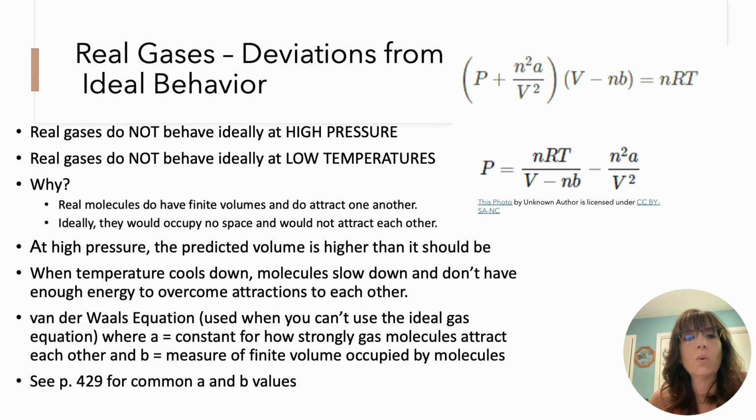Last slide. Real gases often do not behave ideally, and we will look at this in depth and analyze some data. But let's talk about why. Real gases do not behave ideally at high pressure. Think about high pressure. Isn't that pushing all the molecules close together? And if they're really close together, they're going to experience attractive and repulsive forces. Ideally, gases don't experience those forces. So they behave ideally under low pressure, where they're far apart and away from each other. High pressure brings them close together.